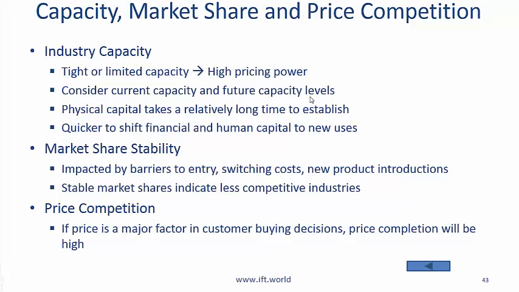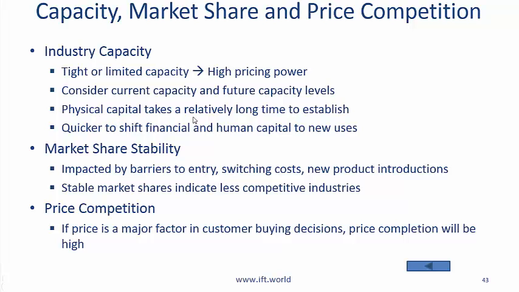Consider current capacity and future capacity levels. So if you are an analyst and you say that, look, this company or this industry is operating at full capacity, so it has high pricing power, that analysis is incomplete, because you also need to think about what will happen in the future. It is conceivable that the industry is at capacity today, but next year maybe the company is operating at half of the regular capacity. And if the industry goes to half of the regular capacity, then pricing power will come down, because all the companies in the industry will then be competing heavily with each other.